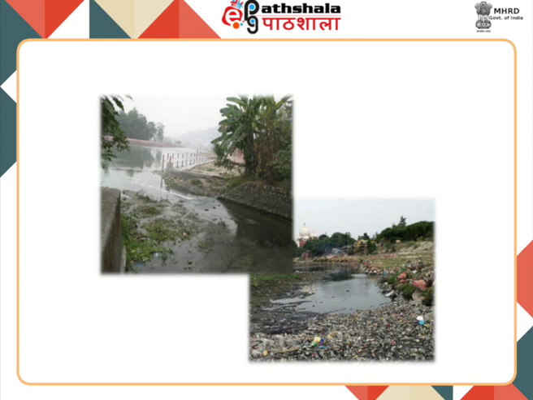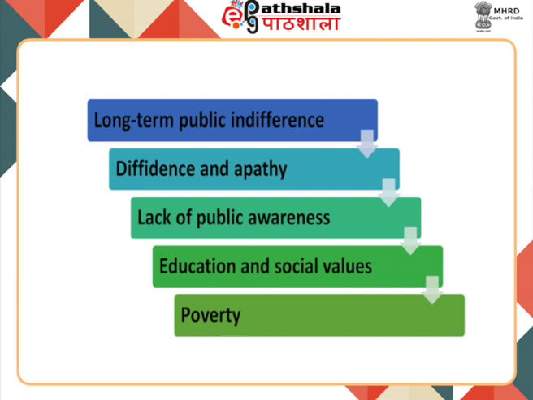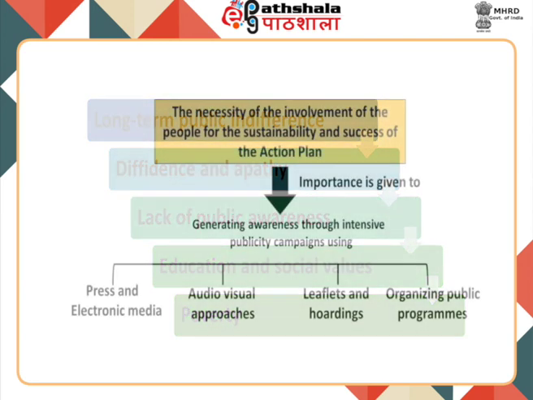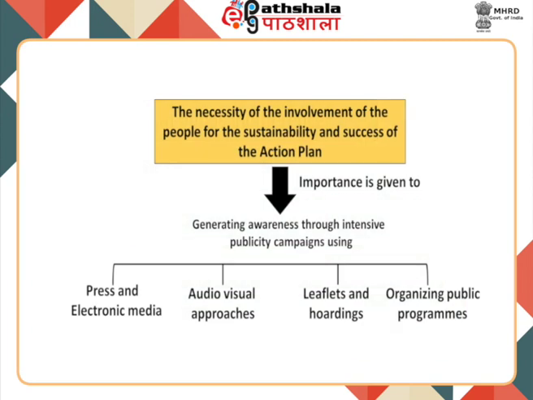The pollution of the river, although classified as environmental, was also the direct outcome of a deeper social problem emerging from long-term public indifference, diffidence and apathy, a lack of public awareness, education and social values, and above all, from poverty. In recognition of the necessity of the involvement of people for the sustainability and success of the action plan, due importance was given to generating awareness through intensive publicity campaigns using the press and electronic media, audio-visual approaches, leaflets and hoardings, as well as organizing public programs for spreading the message effectively.